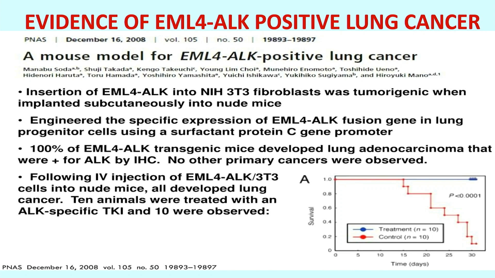So where did the evidence for EML4-ALK positive lung cancer come from? How was it suggested that it is a malignant fusion? It came from a study done in 2008 in mice, where they introduced the EML4-ALK fusion gene, and they found that almost 100% of EML4-ALK transgenic mice developed lung adenocarcinoma. Later on they tried TKIs, because crizotinib was available at that time. They found that the mice that developed adenocarcinoma because of this fusion gene insertion responded. Next slide, please.